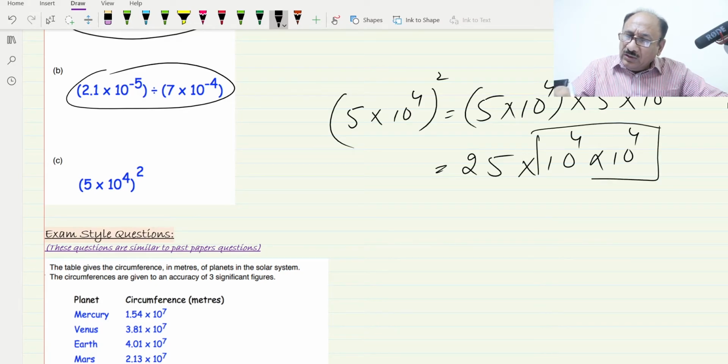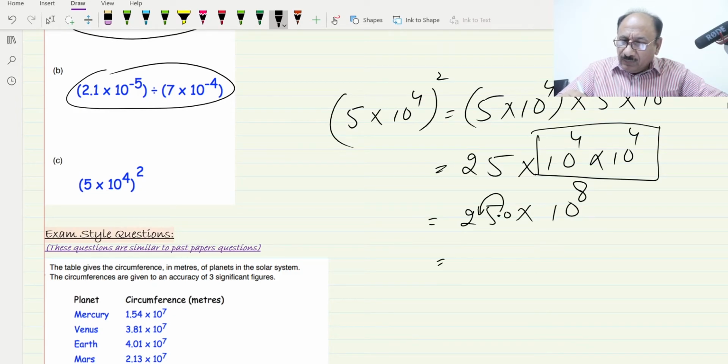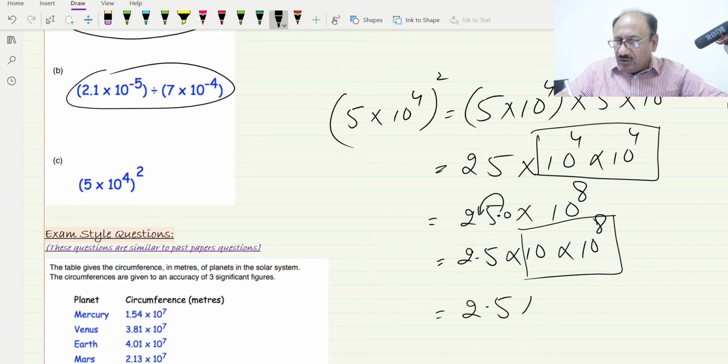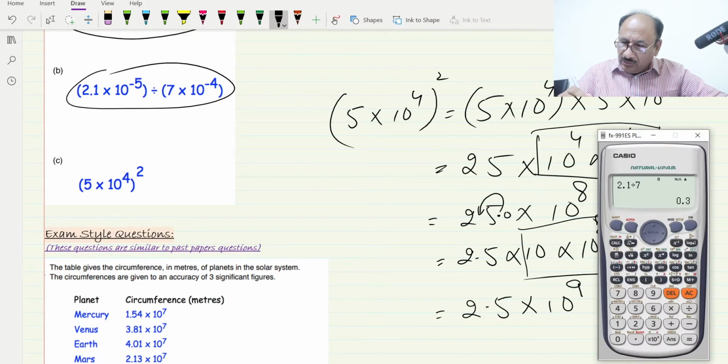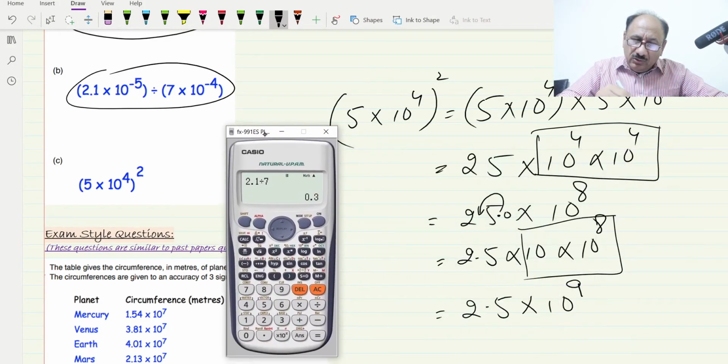When bases are the same, powers are added, so we can write 25 into 10 raised to the power 8. Now we can write it as 25.0, and this decimal we can shift over here, and we write 2.5 into 10 into 10 raised to 8. Now this 10 and 10 raised to 8 can be combined, and we can write 2.5 into 10 raised to the power 9. This is our answer. Now we can confirm this with the help of a calculator also.